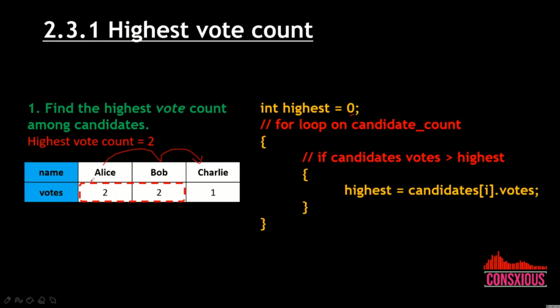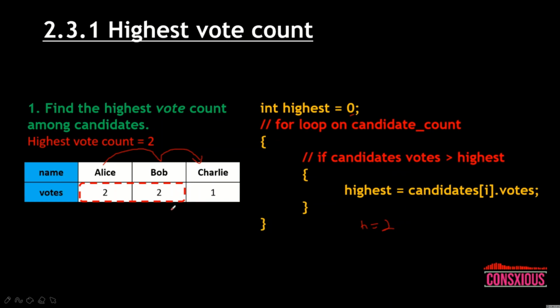For example, we go to this Alice. Alice is actually bigger than 0, so highest will equal 2. Then we check, is the number 2 higher than highest?